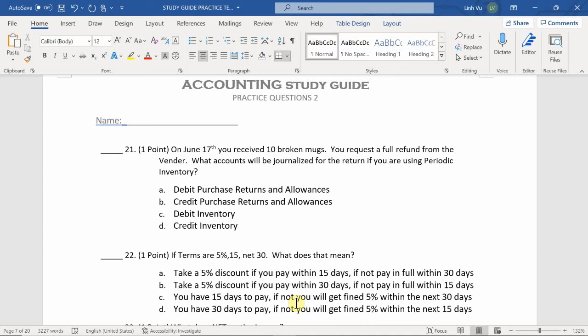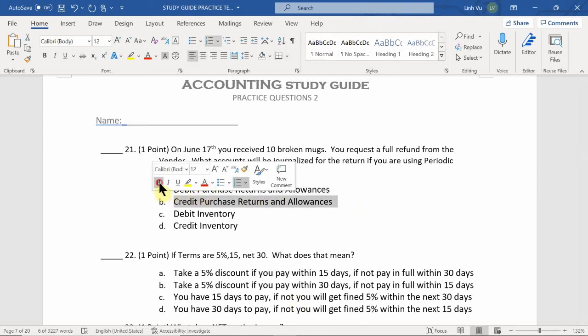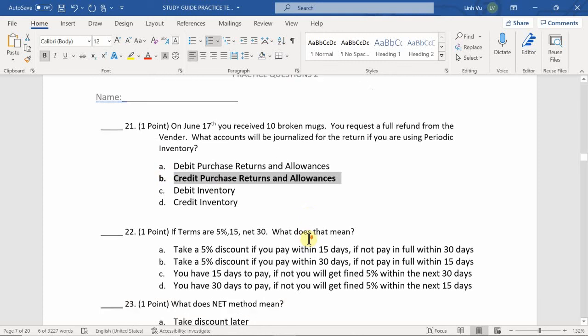So in this case, I'm making a refund. I'm returning. So would you debit? Credit. You would credit the purchase returns and allowances. Yes, credit. So it's a B. Yes. I have to come back to everything.